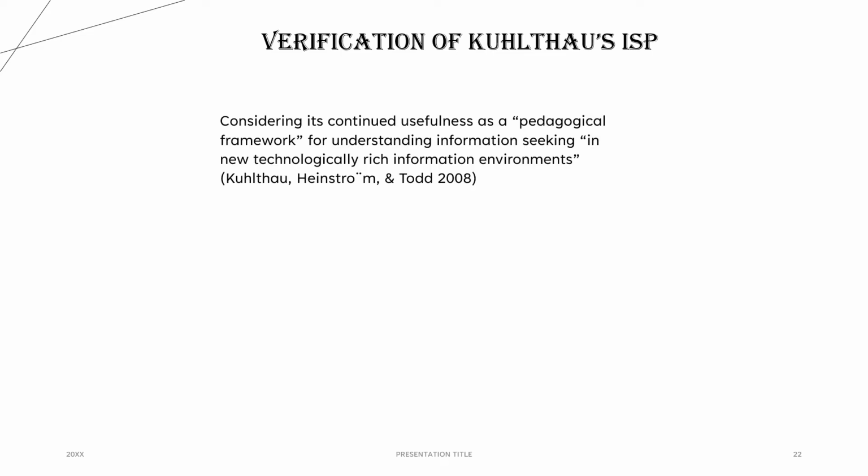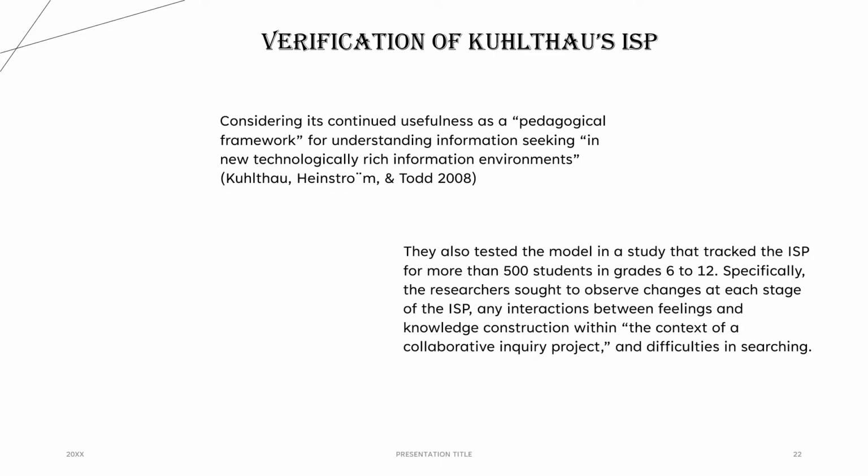Verification of Kuhlthau's ISP. Considering its continued usefulness as a pedagogical framework for understanding information seeking in new, technologically rich information environments, Kuhlthau, Heinström, and Todd in 2008 also tested the model in a study that tracked the ISP for more than 500 students in grades 6 to 12. Specifically, the researchers sought to observe changes at each stage of the ISP, any interactions between feelings and knowledge construction within the context of a collaborative inquiry project, and difficulties in searching.